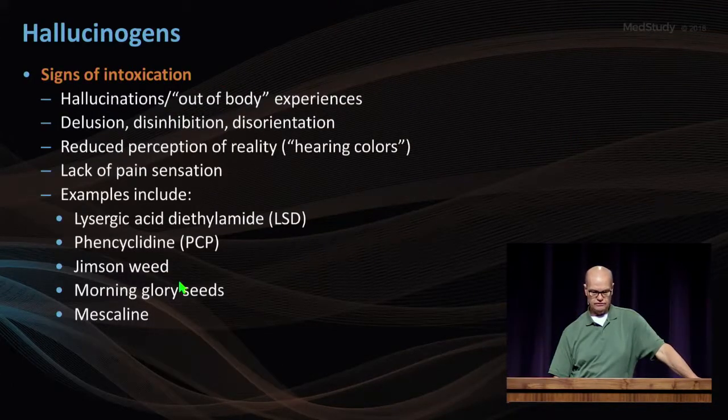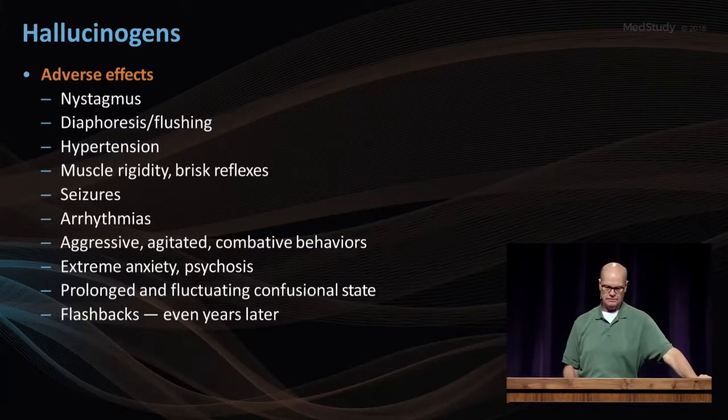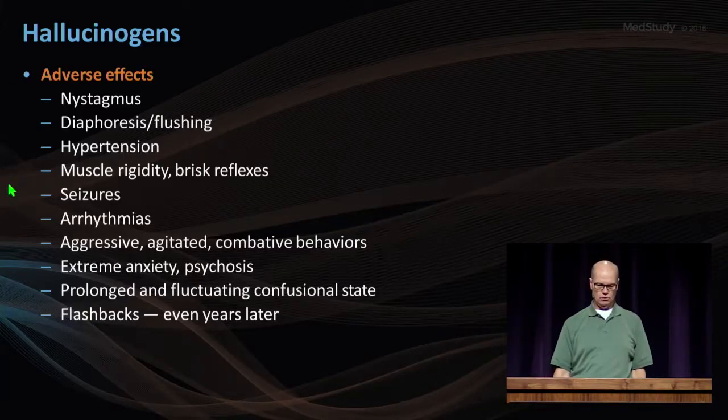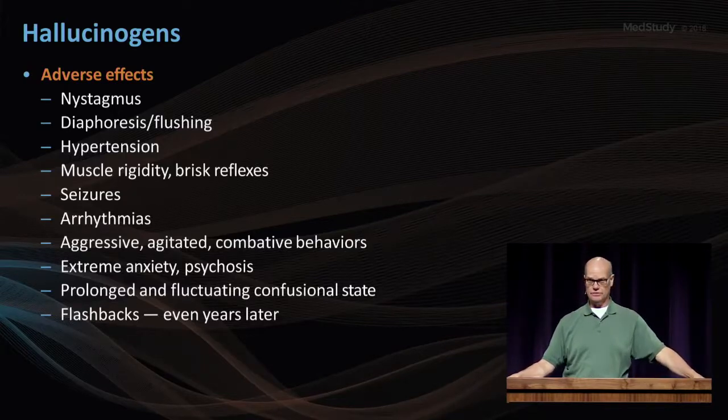Hallucinogens, there are a variety of hallucinogens. Again, these are not identified on a routine drug screen, but they can be identified on an expanded drug screen. And here are some of the not only signs of intoxication, but some of the reasons for which hallucinogens are abused. Adverse effects are common, and they are outlined here. Probably the one to look for is flashbacks. That is specific for hallucinogens. Nystagmus is another that is more specific for hallucinogen abuse.